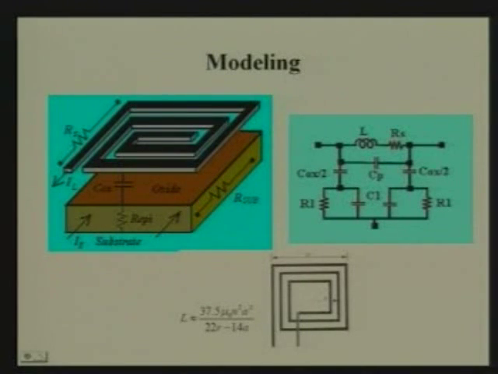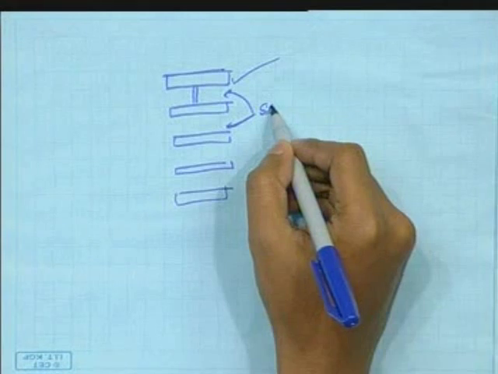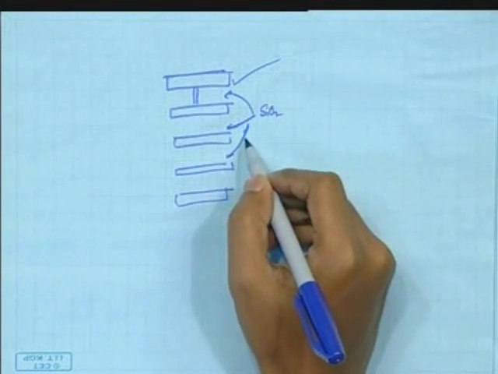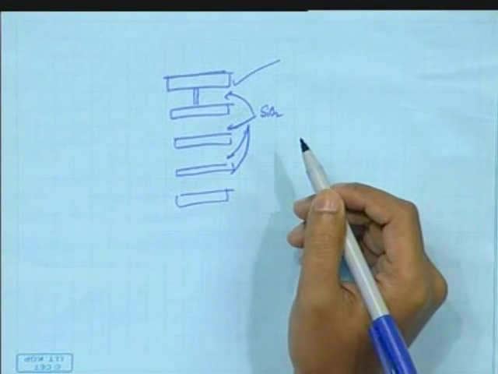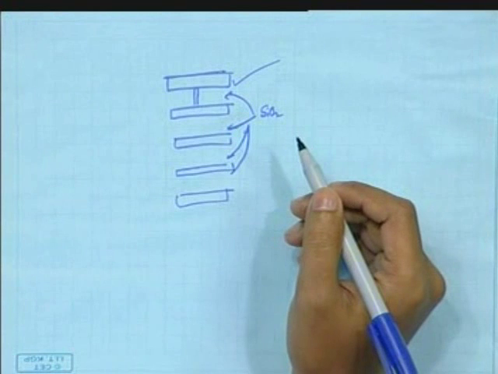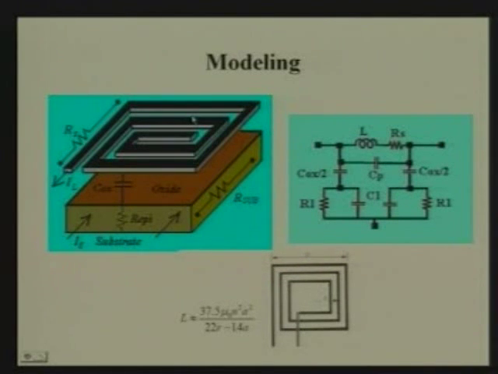Okay, but in between there is silicon dioxide. This acts as a dielectric, and this also acts as a capacitance. So this capacitance mainly determines the self resonant frequency. Also there are additional fringe capacitances, because the current flows through this path in a spiral, and between these paths there are also fringe capacitances. So both these factors contribute to the CP.